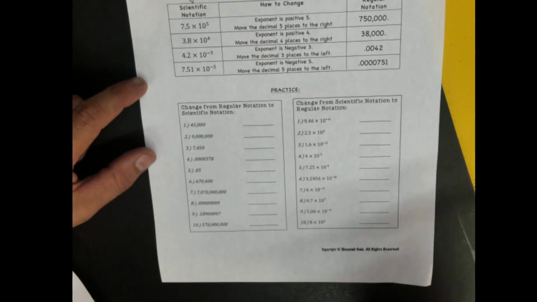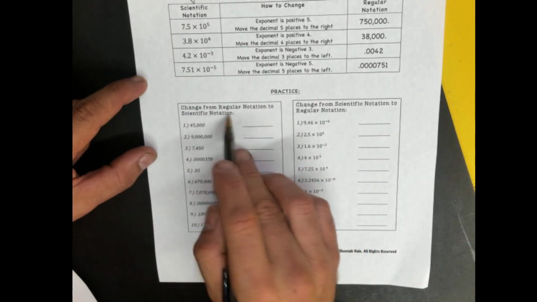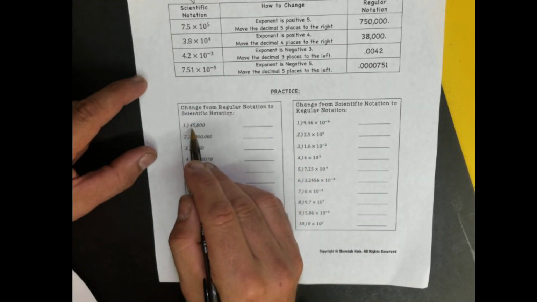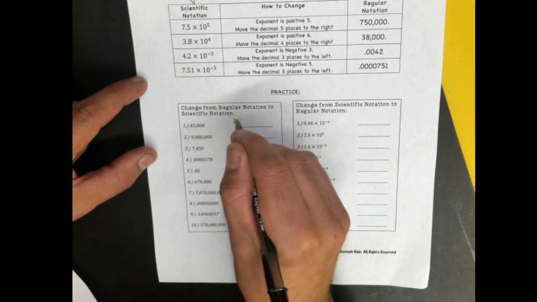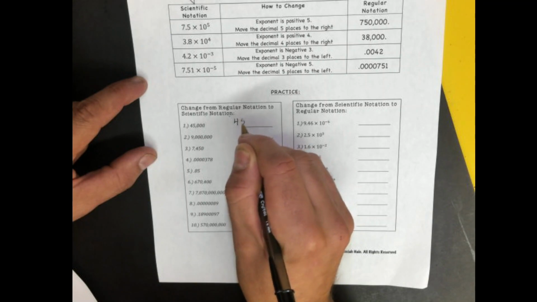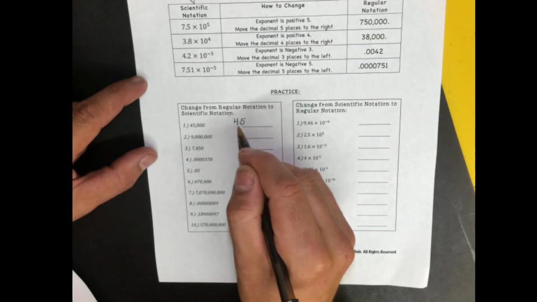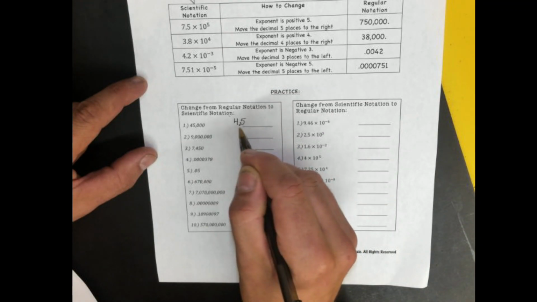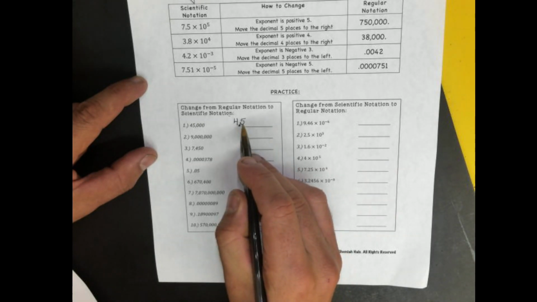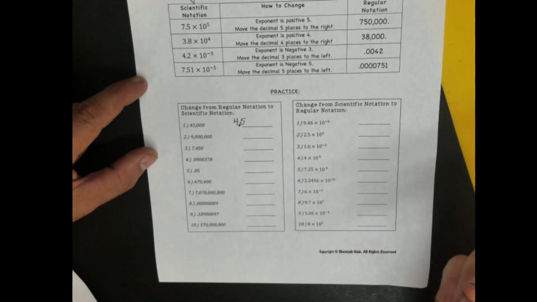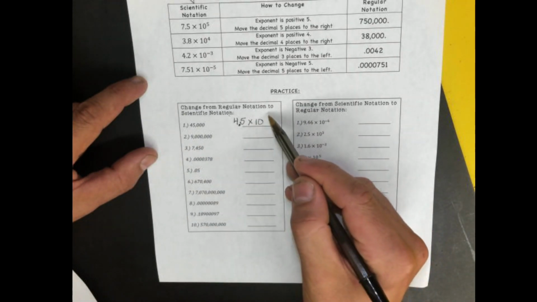So let's do a couple practice questions on here. It says here, change from regular notation to scientific notation. We're starting off with the number 45,000. Well, 45,000, we know, has a few non-zero digits in it, the 4 and the 5. And the formatting of this means that we're always going to have one digit, a decimal, and then a few other digits, or in this case, just one other digit after that. We're going to say multiplied by 10, and we have to figure out what the exponent is.